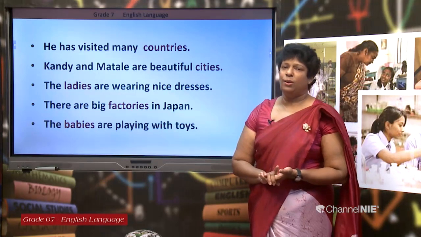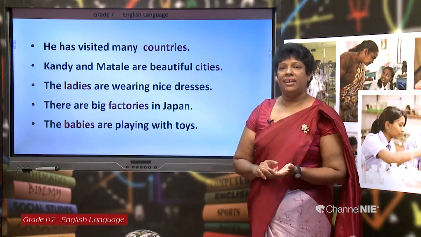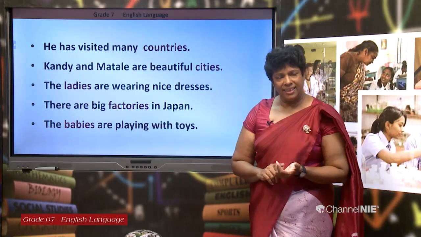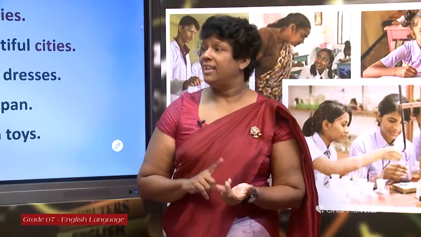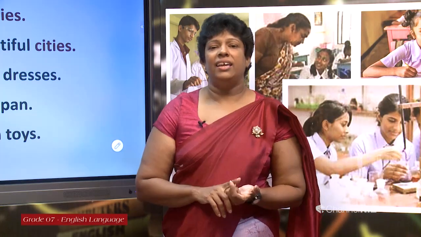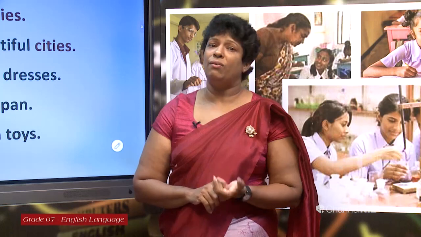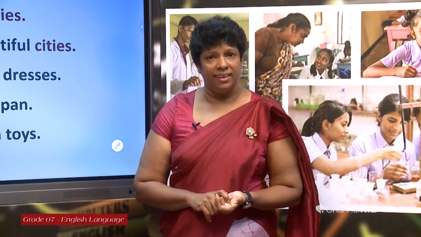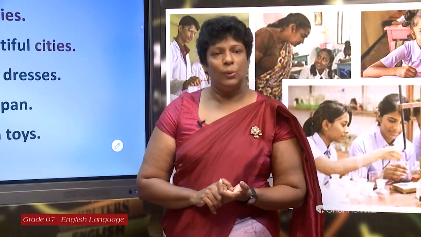Now remember, first we add S, then we add ES. Next, the rule you learnt is adding IES if the word has Y at the end. Understand? Okay.